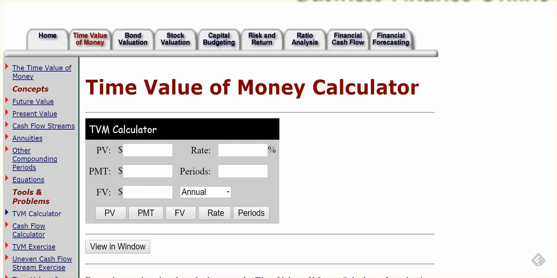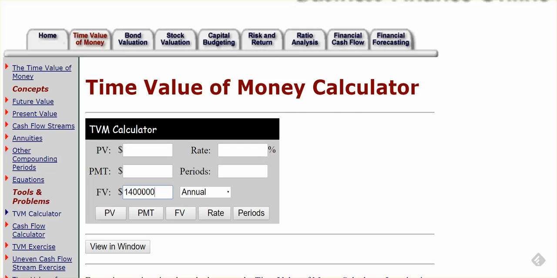Now the second problem says if my daughter never adds another penny to her retirement account, she should have about 1.4 million in 50 years. And how much is that worth in today's purchasing power if inflation is 4% annually? I've worked this on the interest factor tables, so we already know which ones are present values and which ones are future values. The 1.4 million is a future value.